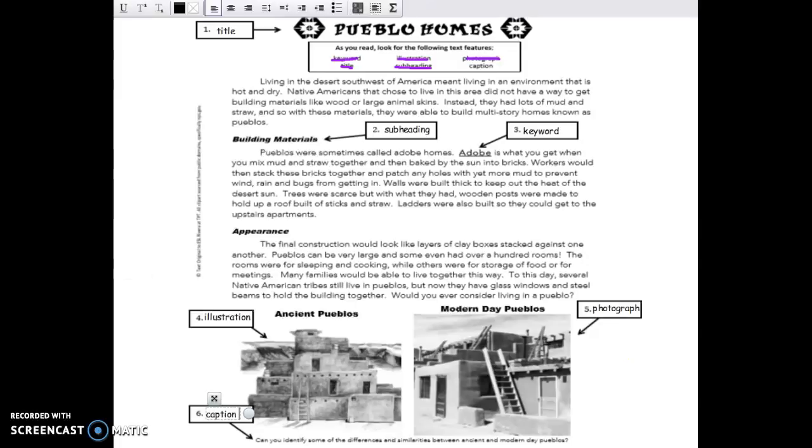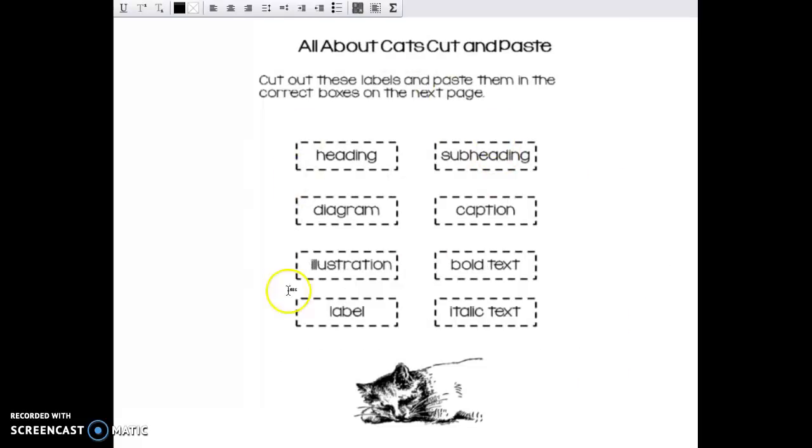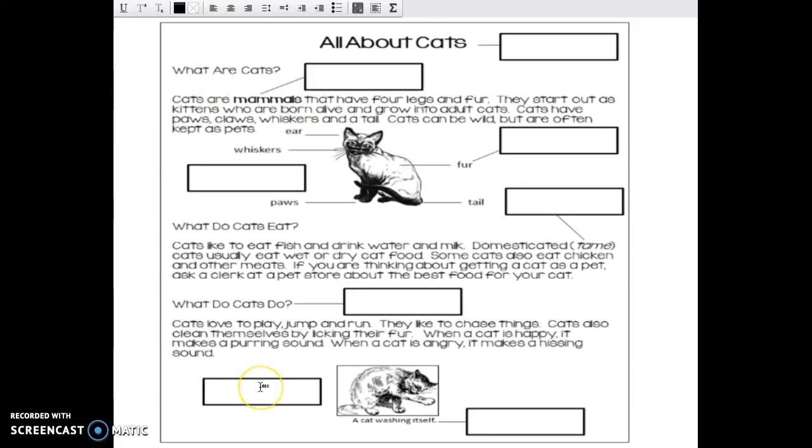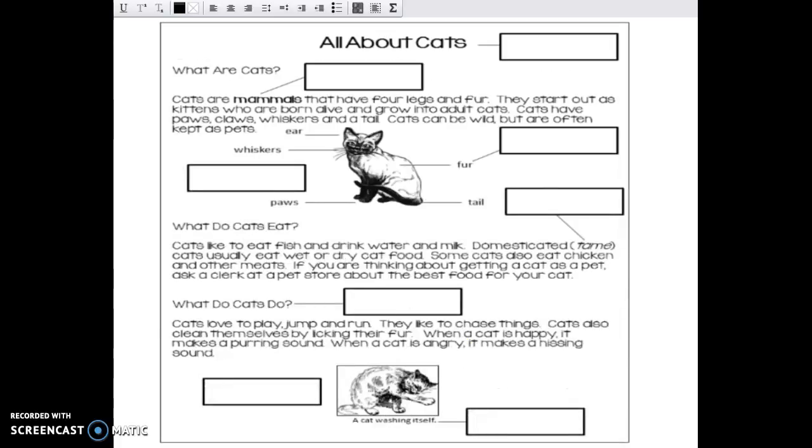So, now that we've practiced doing that together, you guys have an article you're going to work on your own, okay? So here's the article, and you can easily see at first glance there's lots of text and graphic features added. So you're going to have a page with different labels for the different features, and you're going to cut those labels out and correctly label our different text features found on this article. On the back side of your article, you have kind of a cheat sheet. So if you're having trouble remembering what the different text features are, you can look on the back as kind of a reminder. But that is your task to do for now.